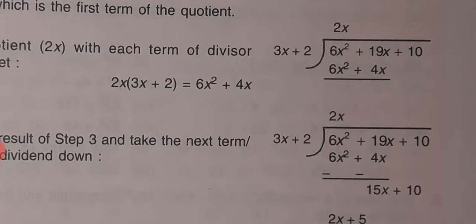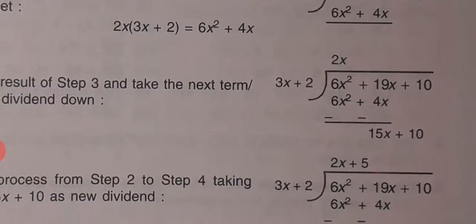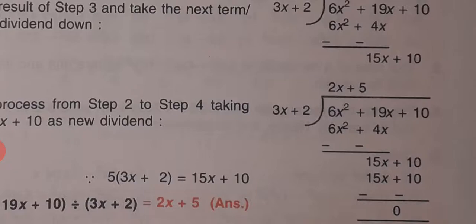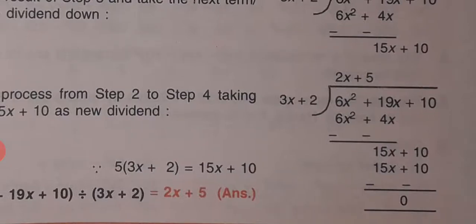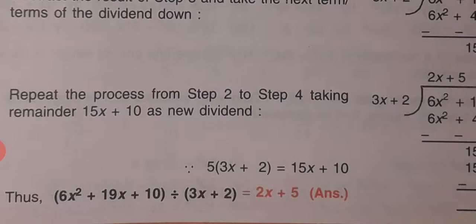In the next step, similarly, we shall divide 15x by 3x. 15x by 3x gives us 5. So our next quotient is plus 5. We shall multiply 3x plus 2 by plus 5 and get 15x plus 10. So all the terms will be cancelled and the final answer is 2x plus 5. That means 6x square plus 19x plus 10 divided by 3x plus 2 gives us 2x plus 5.